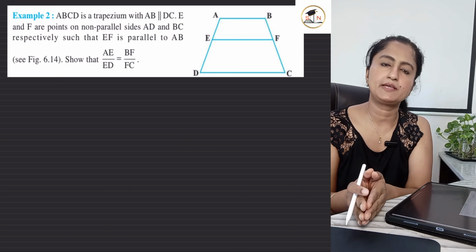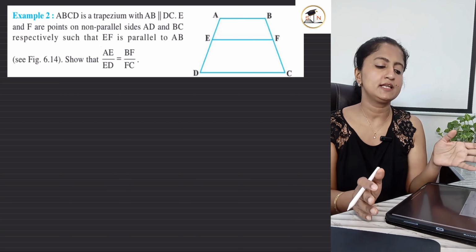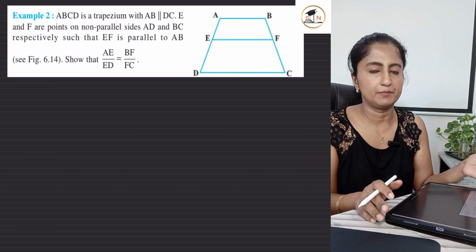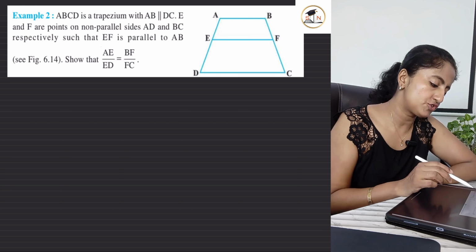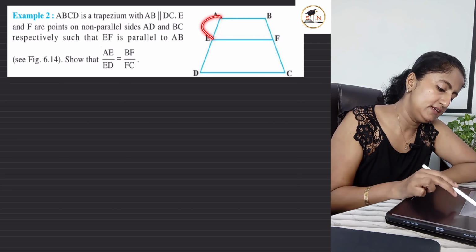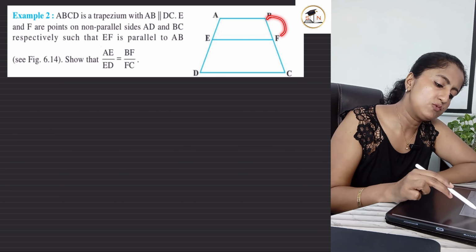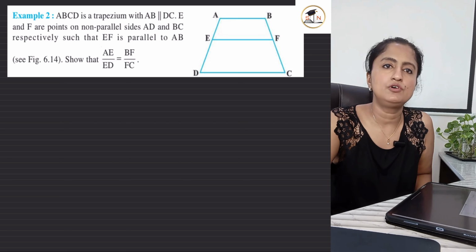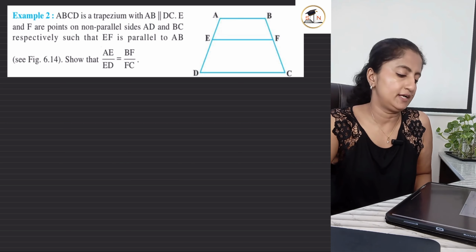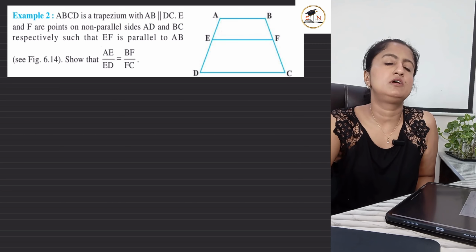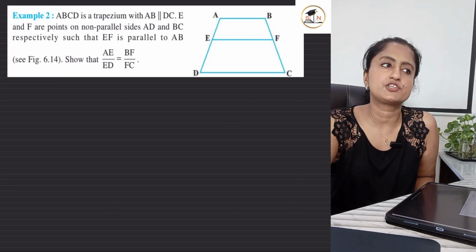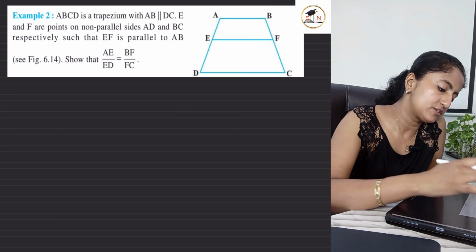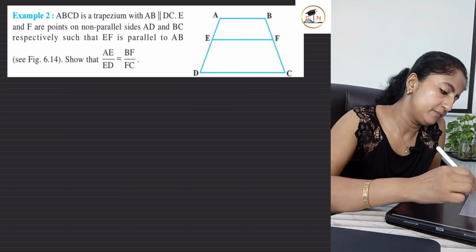It's just a basic trapezium. And then we have got a line which is again parallel to one of the parallel sides of the trapezium, right? So we are supposed to show that AE over ED equals BF over FC. This is what we are supposed to show, right? So what we are going to do for that? We are actually going to do a construction over here, right? Construction in the sense we are going to actually just a moment.